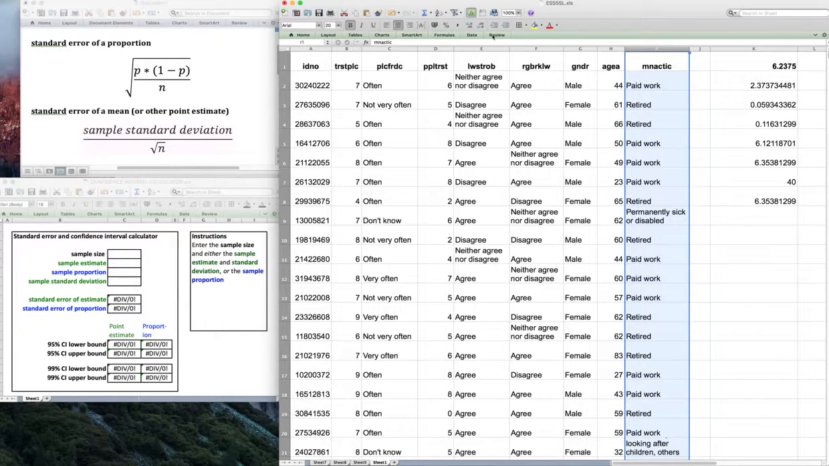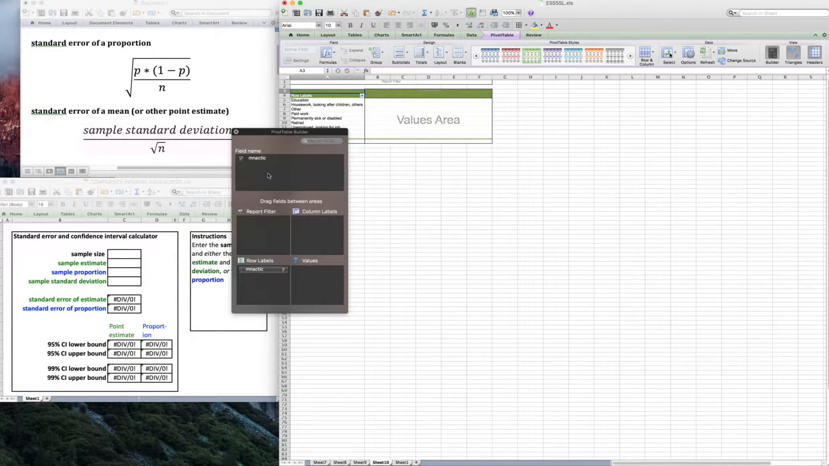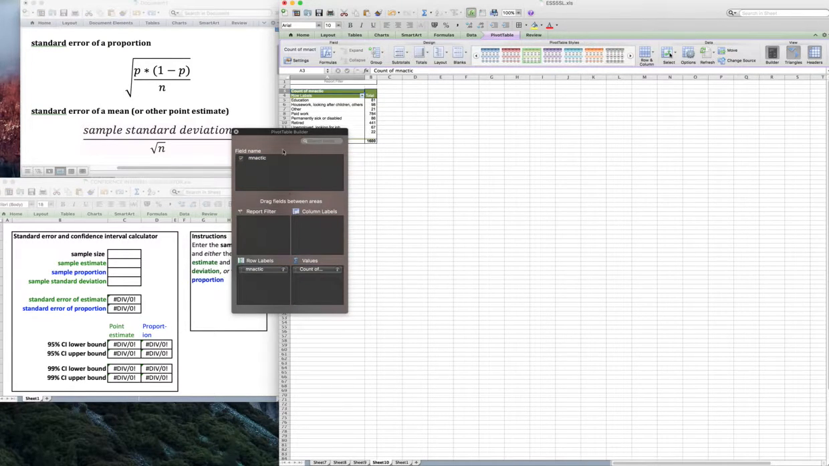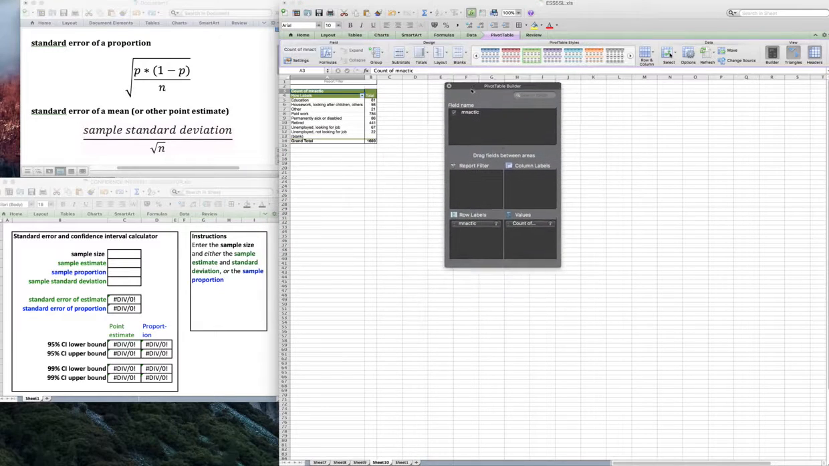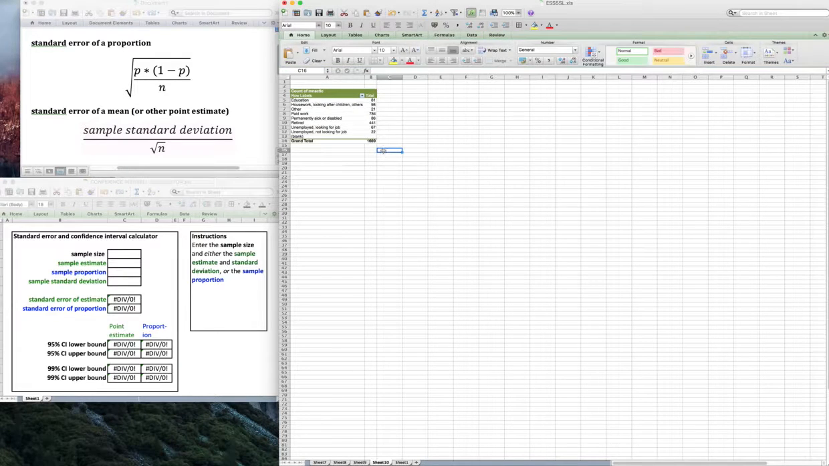I'm just going to do a quick pivot table to get the proportion. So click on data, click on pivot table, drag the variable name down to values, and there I get a nice little frequency table of the variable MNACTIC. And you'll see that there's 784 people who are reported as doing paid work out of a total of 1,600. So let's just do a quick calculation.